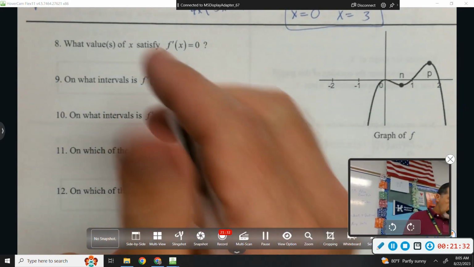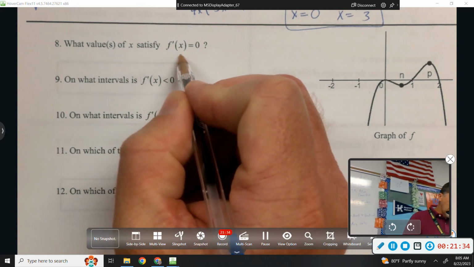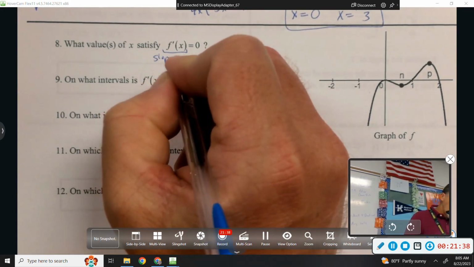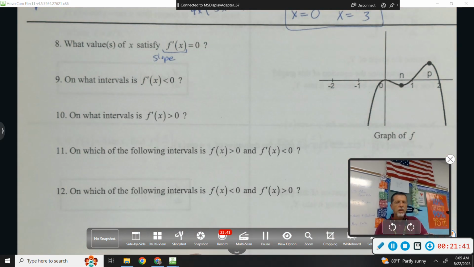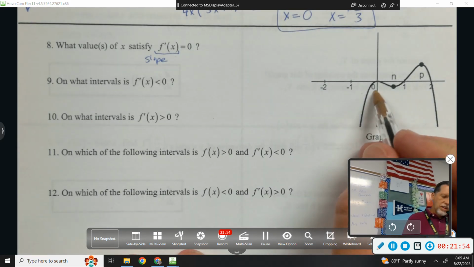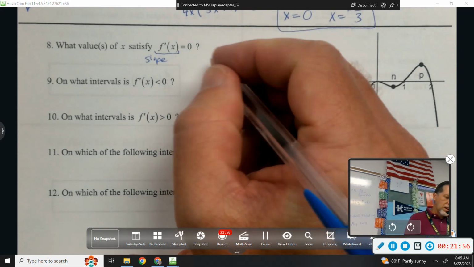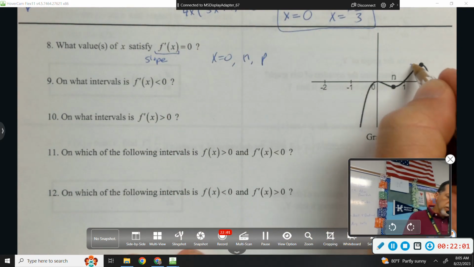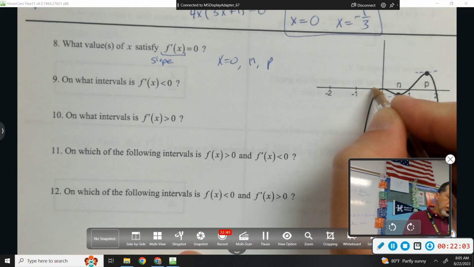What values of x satisfy f prime equal to 0? Remember, f prime is slope. So what values of x have a slope of 0? Yeah, 0, n, and p. Because all of those would have horizontal tangent lines. Slope is 0.